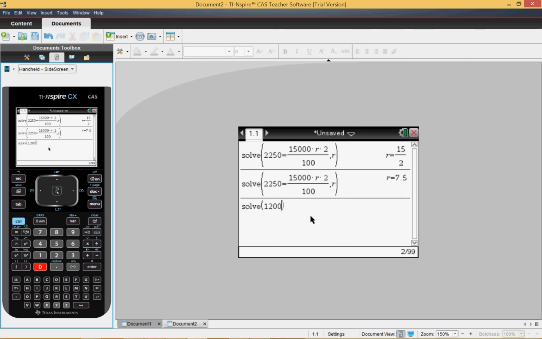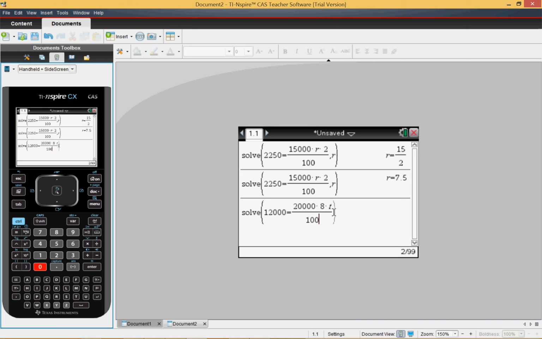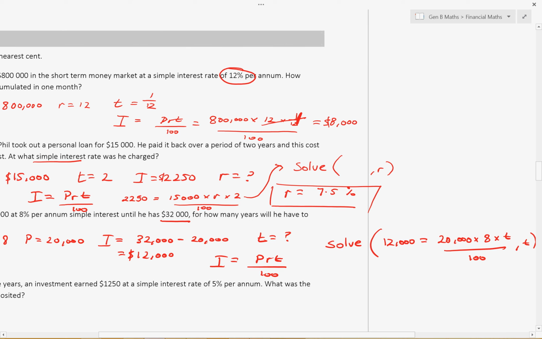12,000 is equal to, and I'm going to do my little fractions button, I'm going to go 20,000 times 8% times t over 100, and we're going to do over here, comma t, and is that 7.5 years? Is that what you got? Yep, good. Okay, so therefore we can say that t is equal to 7.5 years.